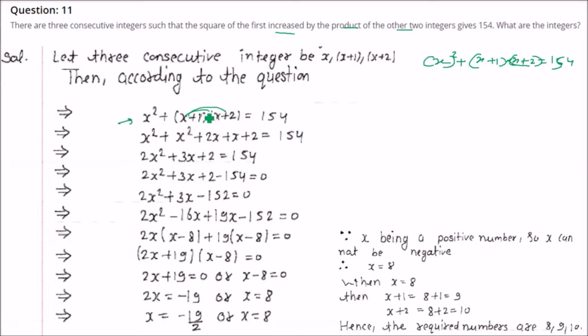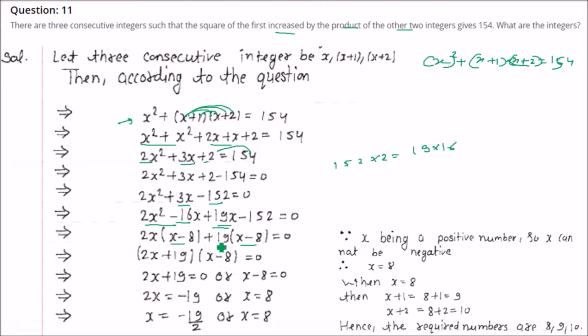This will be x square plus (x plus 1)(x plus 2), that is equal to 154. So x square plus x square is 2x square, 2x plus x is 3x, and plus 2, equal to 154. Now bring 154 here, that will be 2x square plus 3x minus 152. Now 152 into 2 is actually equal to 19 into 16. They both are the same. So we can write in the place of 3x, minus 16x plus 19x. So you can take 2x common from here, you get x minus 8. You can take 19 common from here, x minus 8.